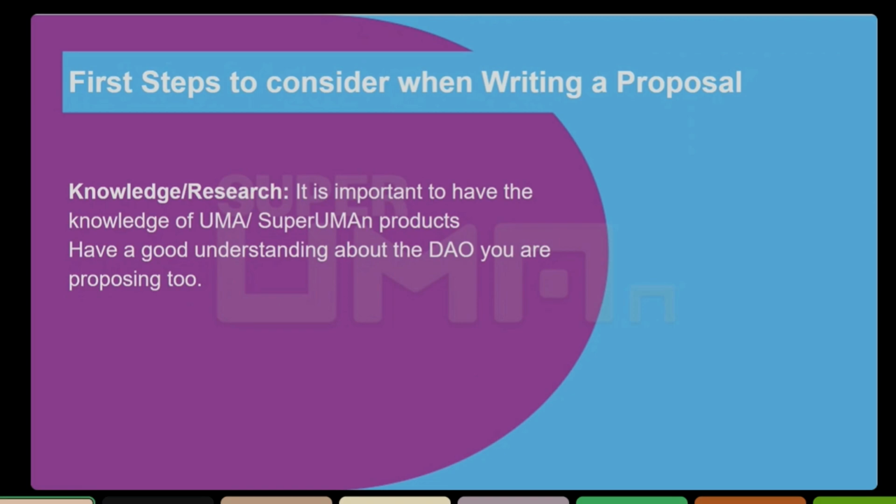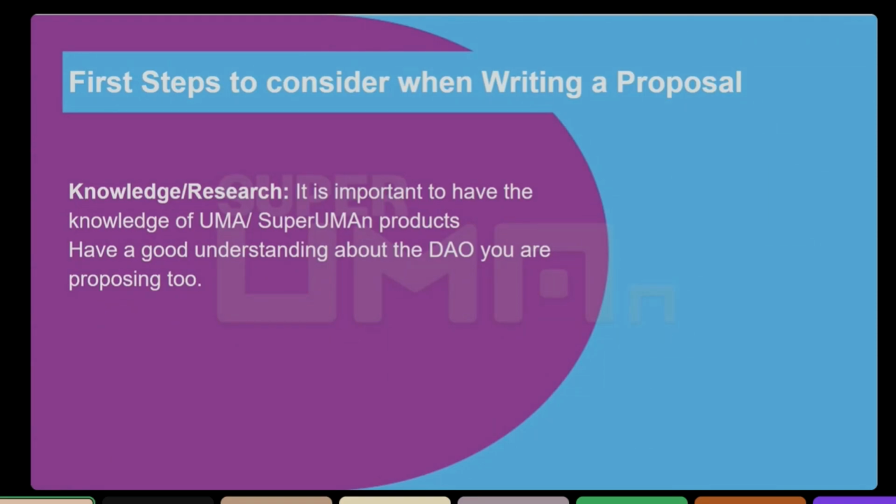Let's say you found a DAO online and you feel, okay, this DAO is very, very good, they could use Superhuman products, and we could also have them integrate with us. You also have to know the basic knowledge around them. Just skim their sites, for example, read a little about them. You should understand why you feel they can integrate with us.